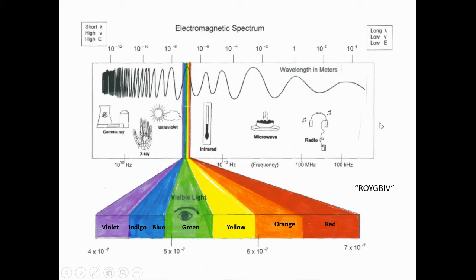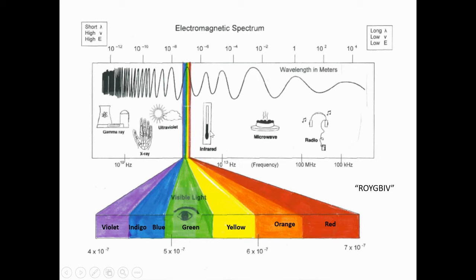So red is on the long, low end of the spectrum. It has, relatively speaking, long wavelength, low frequency, low energy. At the other end, violet, relatively speaking, has short wavelength, high frequency, high energy. So the wavelength here is 7 times 10 to the minus 7th, 4 times 10 to the minus 7th meters. So 4 times 10 to the minus 7th is a shorter wavelength than 7 times 10 to the minus 7th.